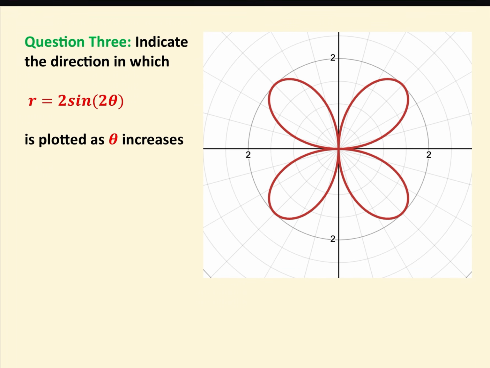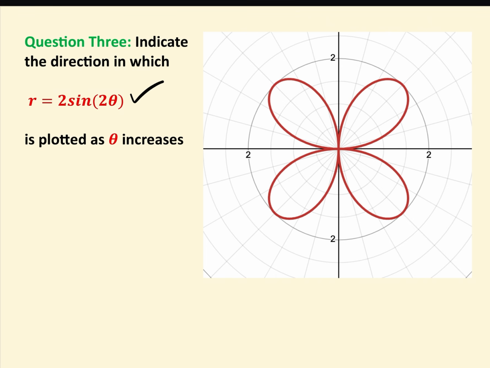Okay, question number 3, getting a bit harder now. Indicate the direction in which r equals 2 sine 2 theta is plotted as theta increases. Okay, well, just to check, let's make sure this is r equals 2 sine 2 theta. We can see that the maximum is 2, and we can see there are 4 petals, and therefore by rule 4, we need 2 pi to map the whole curve, and by rule 5, the petals are spaced pi over 2 apart, so everything is correct there.